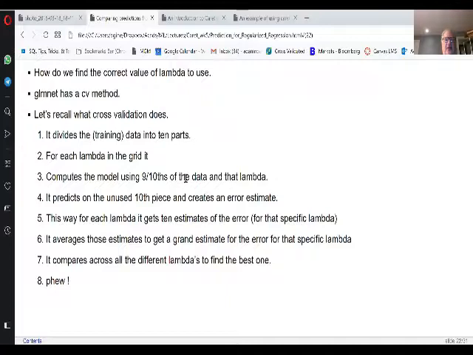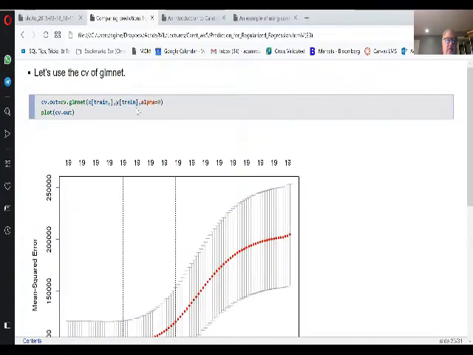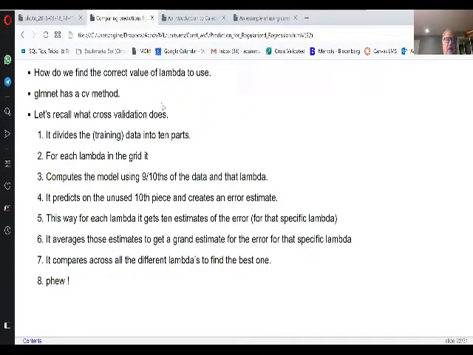So glmnet has a cross-validation method. Let's recall what cross-validation does. It divides the data, and in fact, in glmnet, the default is into 10 pieces. So I just said 10 parts. You could declare it as part of the function in cv. Hold on a second. You see, you could say folds equals 5, but if you don't put it in, it simply means 10. Okay. So you divide the data into 10 pieces.